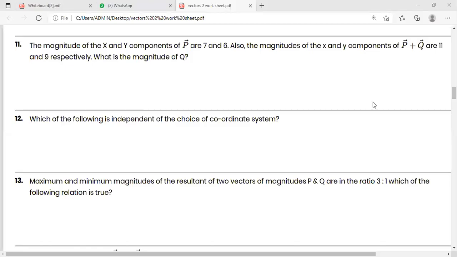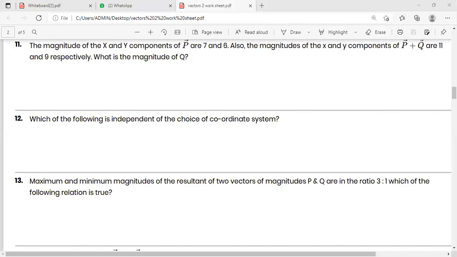The magnitudes of the x and y components of P bar are 7 and 6, given. Also, the magnitudes of the x and y components of P bar plus Q bar are 11 and 9 respectively. What is the magnitude of Q? Okay, very good. Simple question it is.